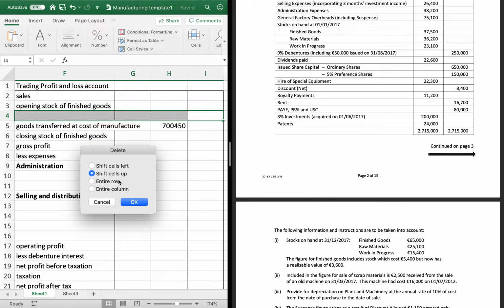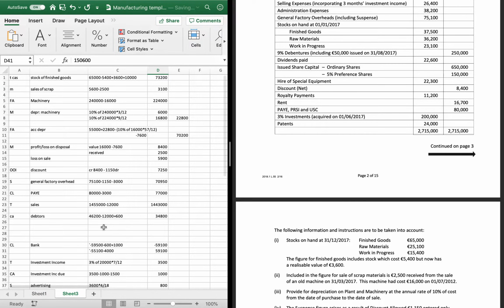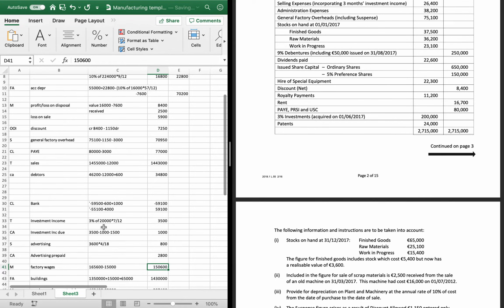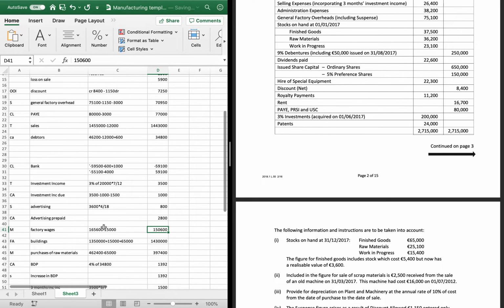So you see I have that as goods transferred at cost of manufacture. It's just cost of manufacture. Okay. So our sales, right? It's trading profit and loss account. We definitely adjusted. Did we adjust sales? We did with the goods in transit working. So where is it? Probably screaming at me here. So 1443.